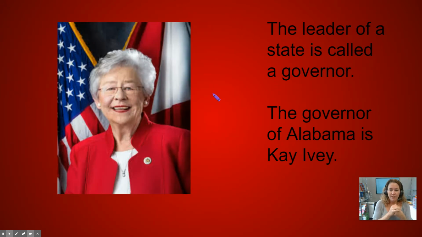All right, so just like our country has a leader called the president, and we talked about his name is Donald Trump, every state has a leader, and those leaders are called a governor. So the leader of a state is called a governor. The governor of Alabama is Kay Ivey. So this is a picture of her right here. So right now, Kay Ivey is our governor. She is in charge, or she's the leader of the state of Alabama.